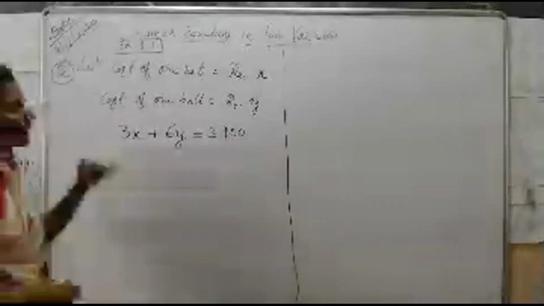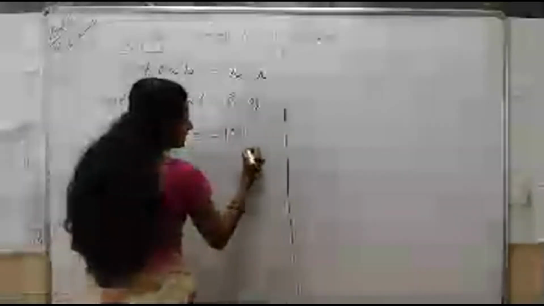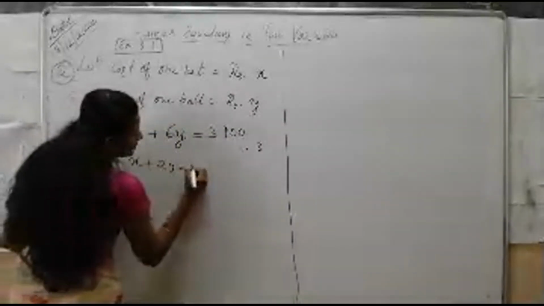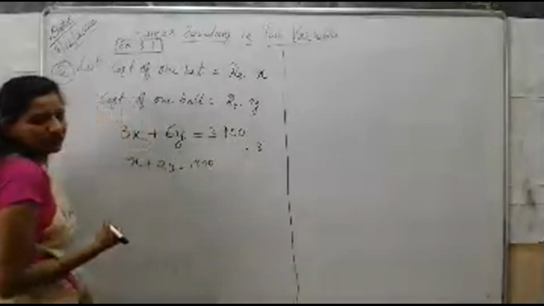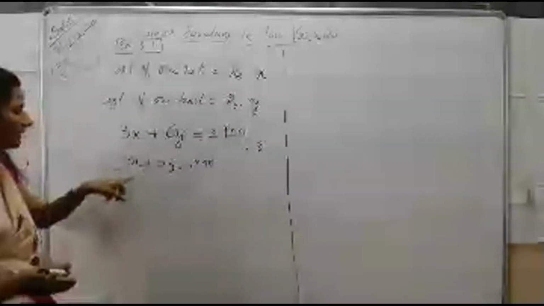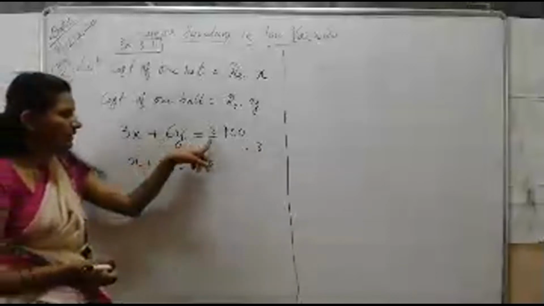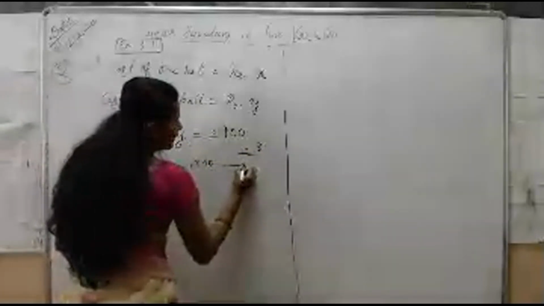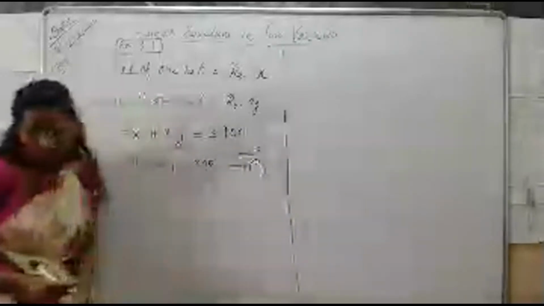Okay. Reduce this equation, divide it by 3. What happens? x plus 2y is equal to 1,300. Is it? Divided by 3. 3 ones are 3, 3 twos are 6, 3 ones are 3, 3 threes are 9. Divided by 3. So simplify and write, for your convenience.